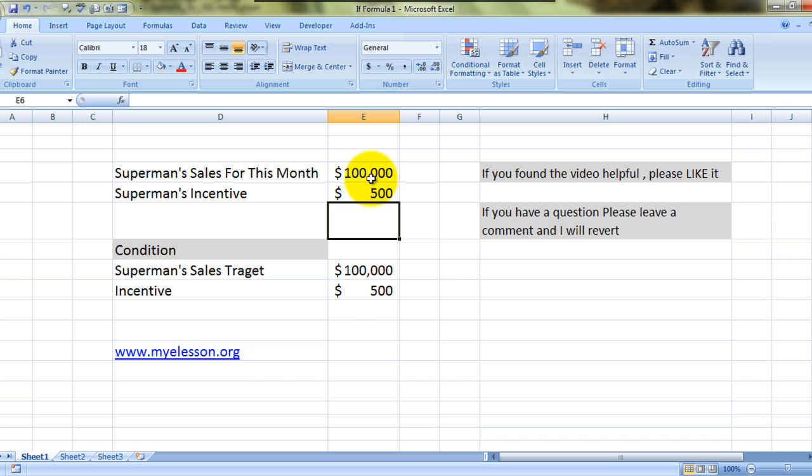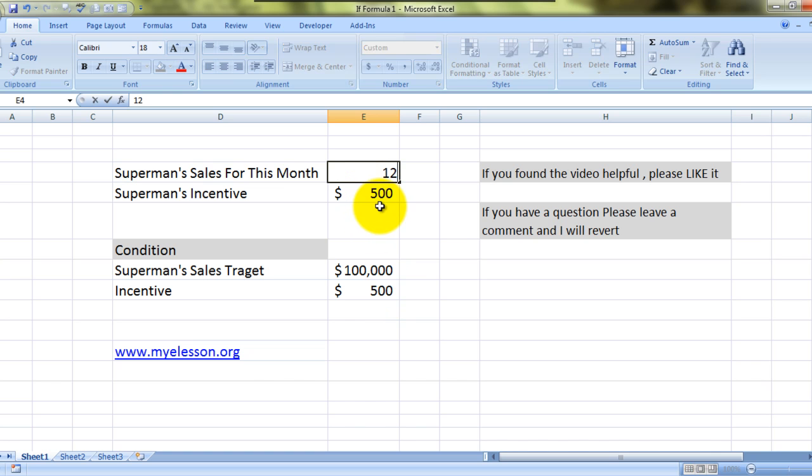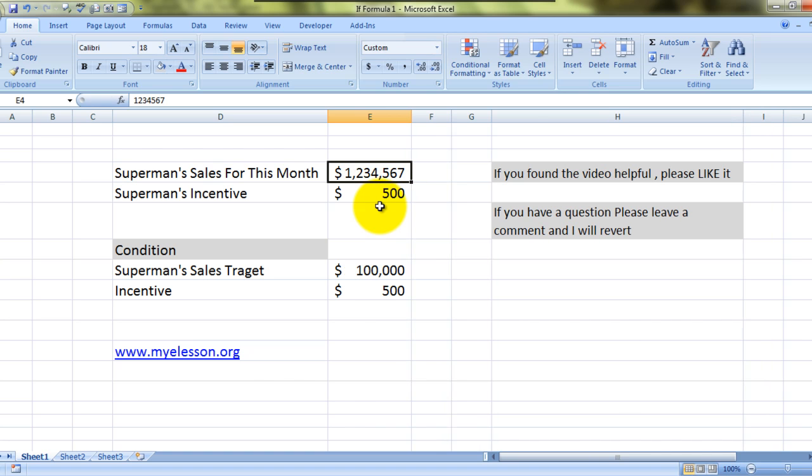So there can be three conditions: one, where he meets his target; two, where he exceeds his target; and three, where he does not meet his target. Where he has met his target, he has received the incentive. If he exceeds the target, say he makes sales greater than what is required, he gets the incentive. What if he does not? He only makes a sale of $123. He gets zero incentive. So this is how it works.